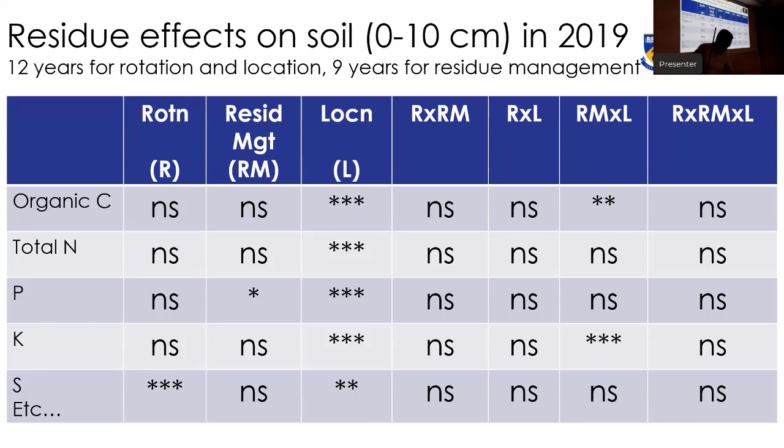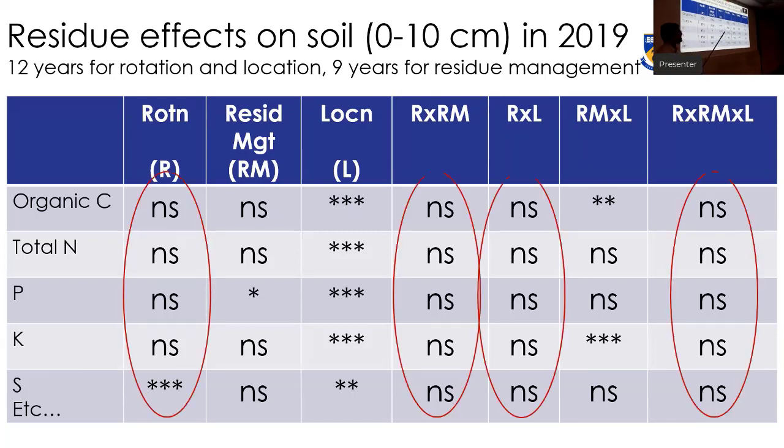So in the soil, first thing I'll draw your attention to is a reasonably easy thing, rotation. The rotation by residue management, nothing significant. Rotation by location, nothing significant. Rotation by residue management by location, nothing significant, which is mildly disappointing, but does make things a whole lot easier. The only thing that came up was a very significant effect on sulphur in particular, and that's simply because we put extra sulphur on the canola crops, and we can see that in the soil chemistry. So we can explain that one pretty easily. But in terms of rotation, whether we've got a cereal rotation or a cereal canola legume rotation, we're getting the same sort of soil chemistry at the end. So that's pretty easy.